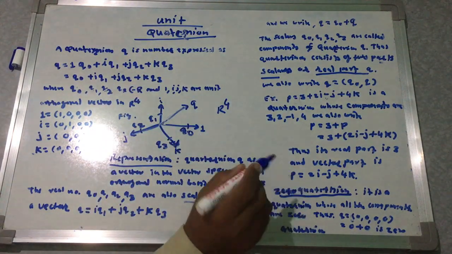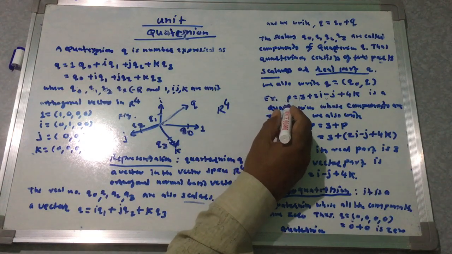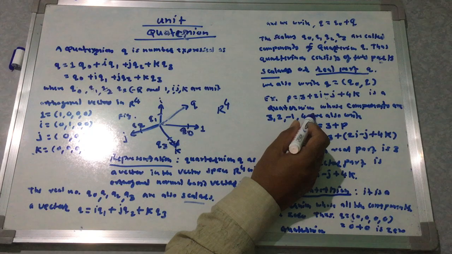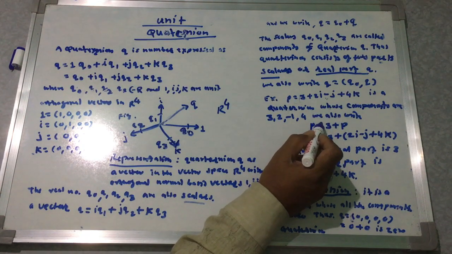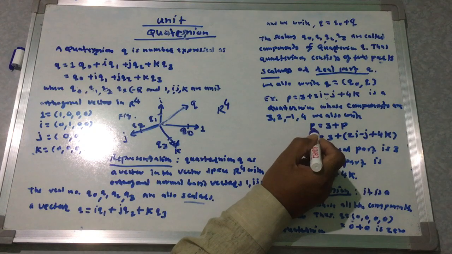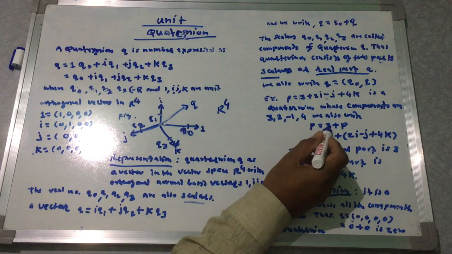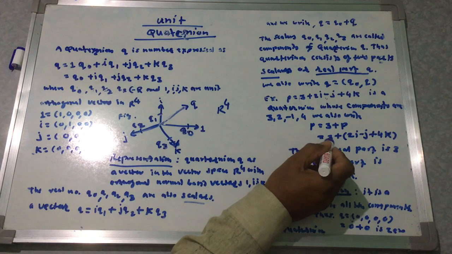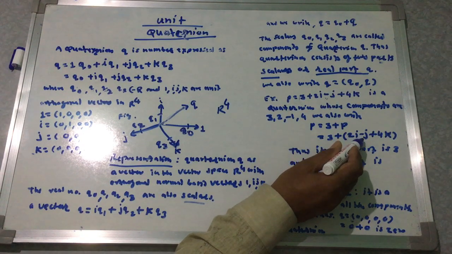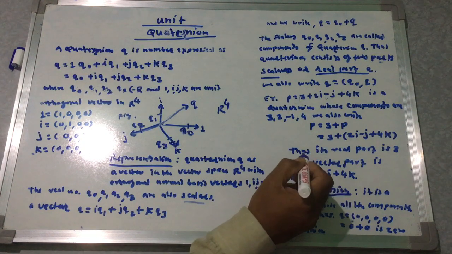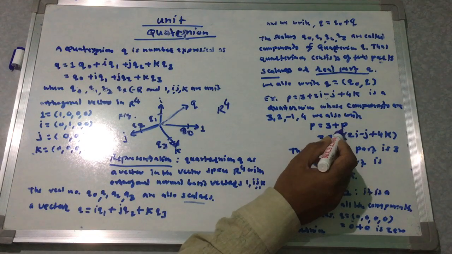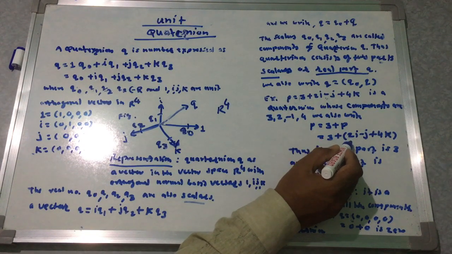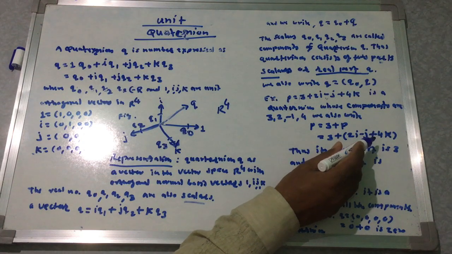So we take an example for this. P = 3 + 2i − j + 4k is a quaternion whose components are 3, 2, −1, 4. We also write P = 3 + P, where P = 2i − j + 4k. Thus its real part is 3 and its vector part is P = 2i − j + 4k.